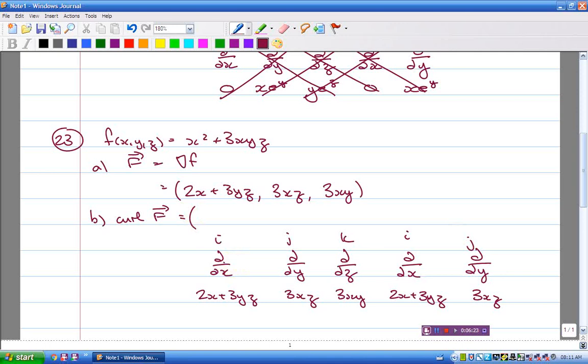Okay, d by dx of that would be 3z minus d by dz of that would be 3x. That can't be true. Where have I made a mistake? D by dx of that. I've made some careless mistake. Where is my careless mistake?